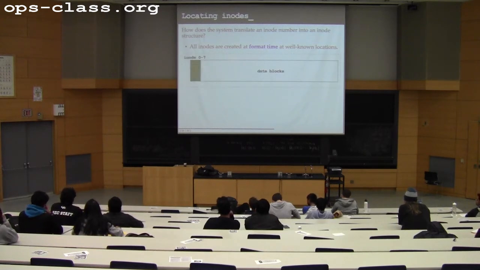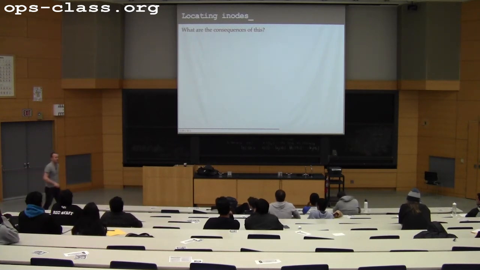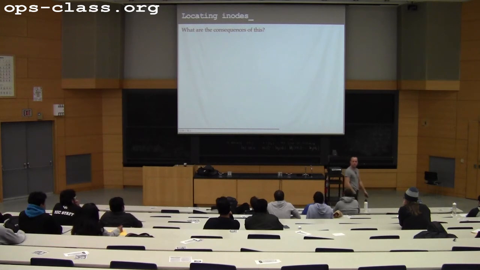So this is what your drive might look like after you format it. There are some inodes here. I've allocated 8 of them. And the rest of the drive is set aside for actual data. Some amount of capacity is gone. So what are some consequences of this fact? I create all the inodes at format time. And remember, there's one inode per file.